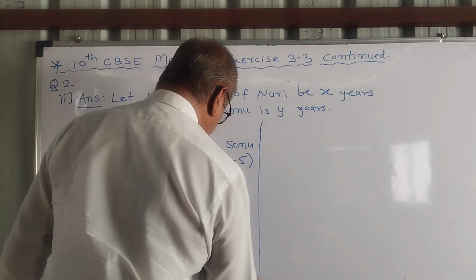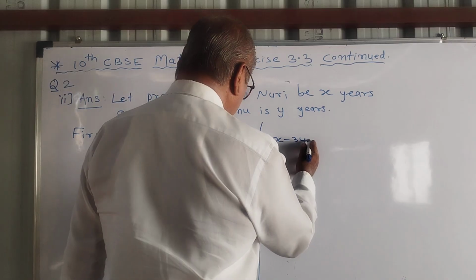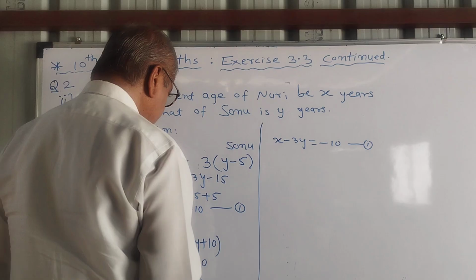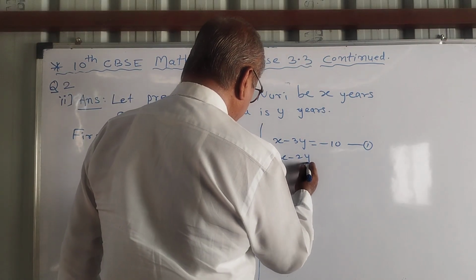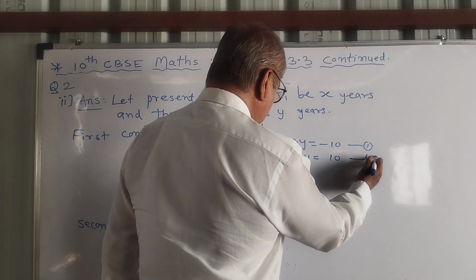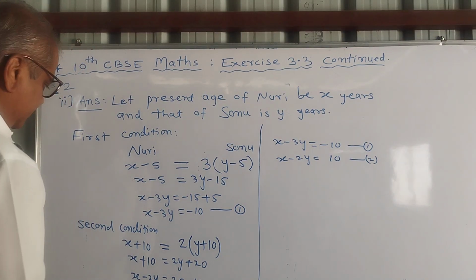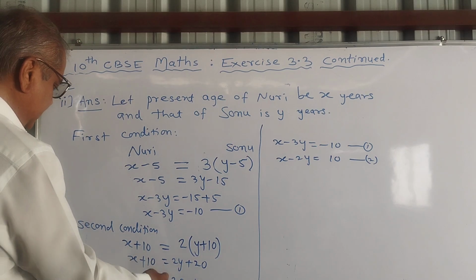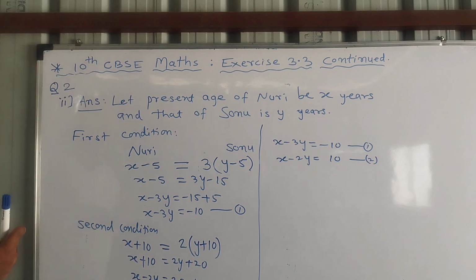Write two equations once again. X minus 3y is equals to minus 10, equation number 1, and x minus 2y is equals to 10, equation number 2. Check once again these equations. X plus 10 is equals to 2y plus 20. Transfer this 10 there. 20 minus 10, 2y will be minus. So x minus 2y is equals to 10.